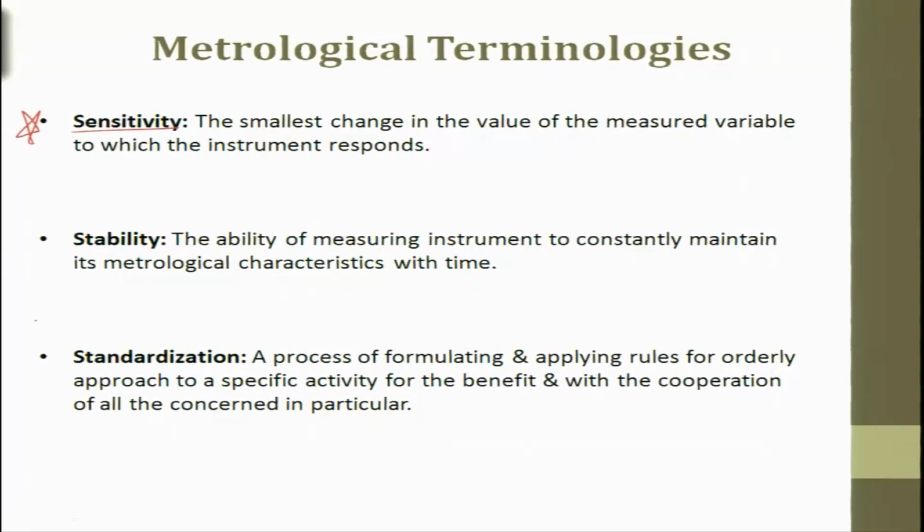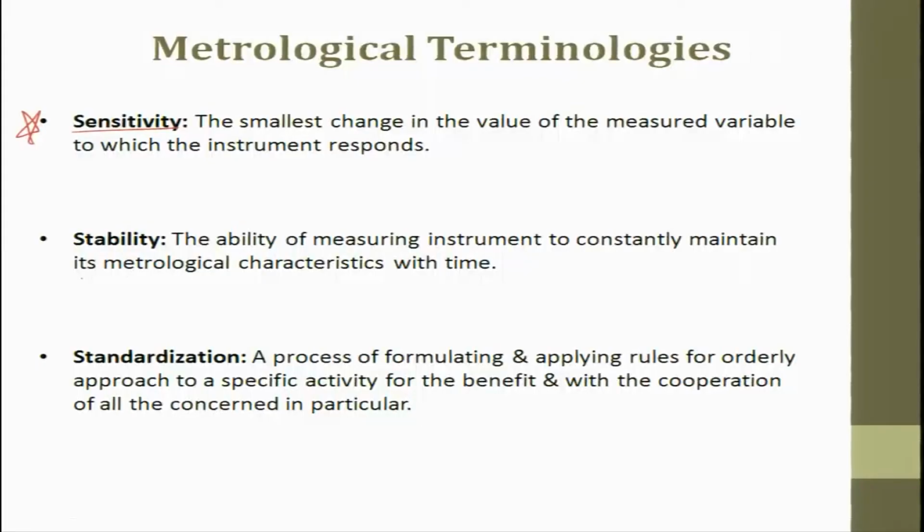Stability is also very important, because suppose you use a voltmeter or an ammeter, or you take a device and want to measure it, as soon as there is a change in values, it will start vibrating or fluctuating or running with numbers. So, it takes some time to find out the stability. The ability of a measuring instrument to constantly maintain its metrological characteristics over time is called stability.